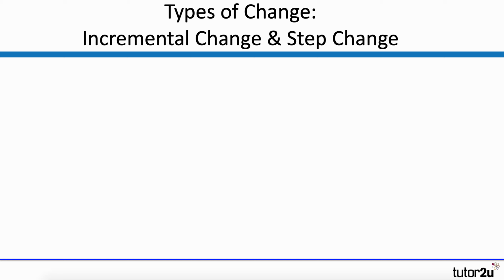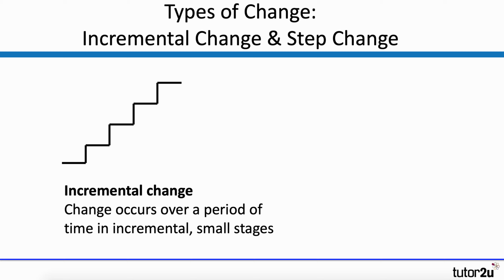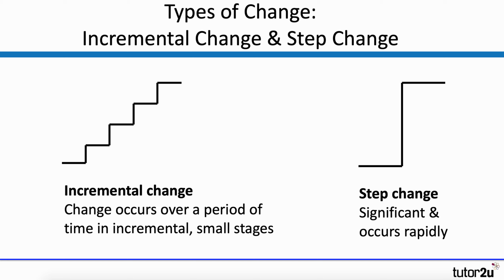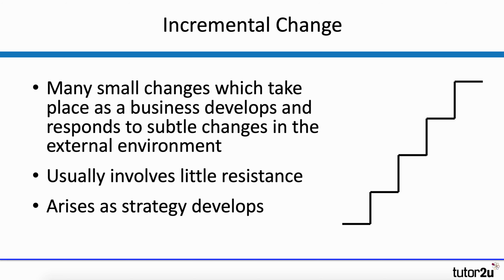The other distinction you need to be aware of is the different types of change. And the key distinction here is between what's known as incremental change and step change. Now, incremental change involves steps, but they're small steps. Small change that takes place day by day, week by week, month by month, over a period of time, that you hardly notice in a business, but nevertheless there's change taking place. Compare that with a big step. A step change is a significant change and will often happen, not necessarily overnight, but over a fairly short time scale. So let's deal with incremental change first.